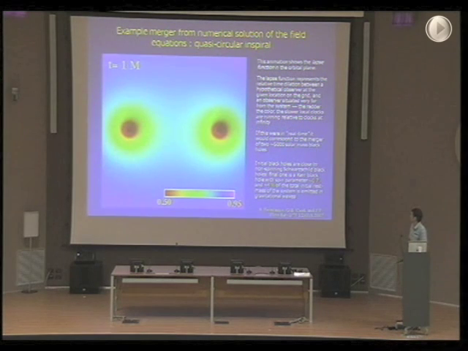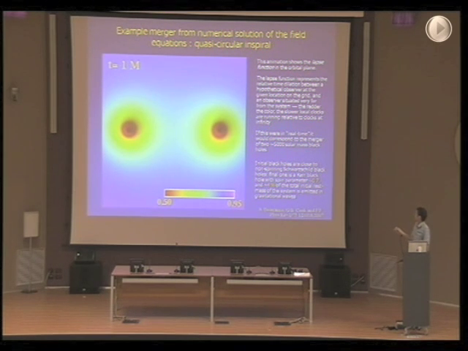Okay, let me show you an example of a simulation to demonstrate this. This is going to be a simulation of the merging of two initially Schwarzschild black holes. When they merge, they're going to form a Kerr black hole. These are three-dimensional plus time simulations, and what I'm showing you here is a slice through the orbital plane.